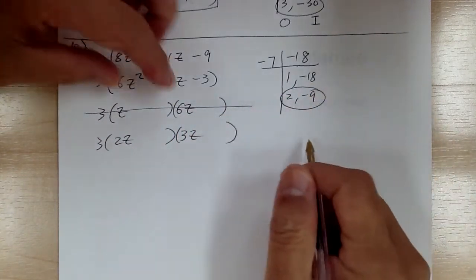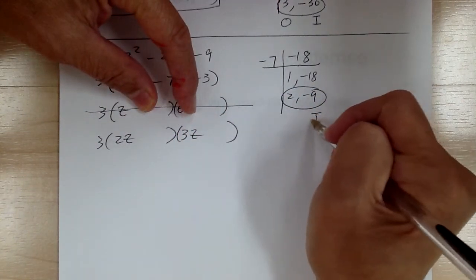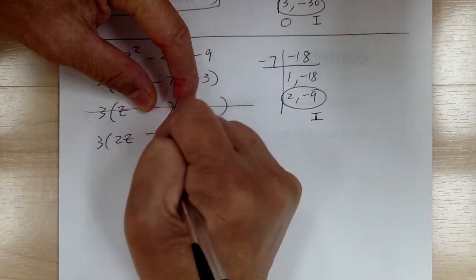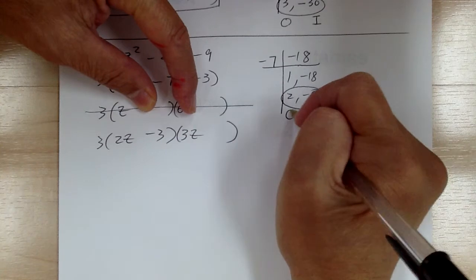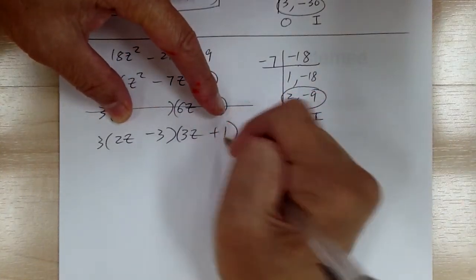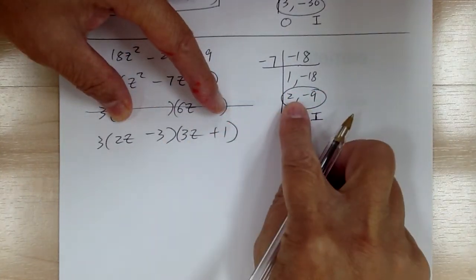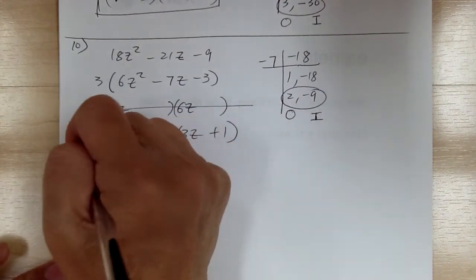Okay, so the inside would be minus 3. 3 times negative 3 gives you negative 9, the inside. The outside would be plus 1, because 2 times 1 gives you 2. Okay, and that's it.